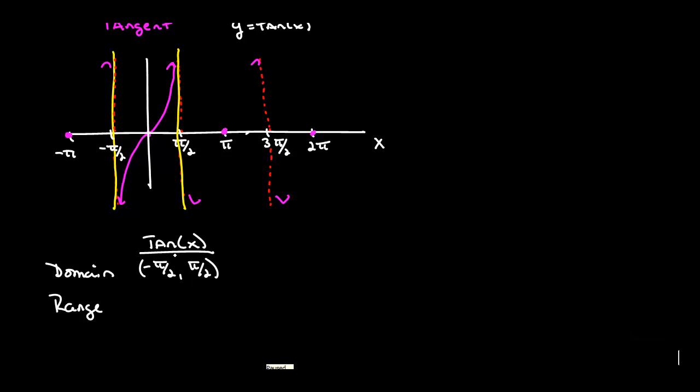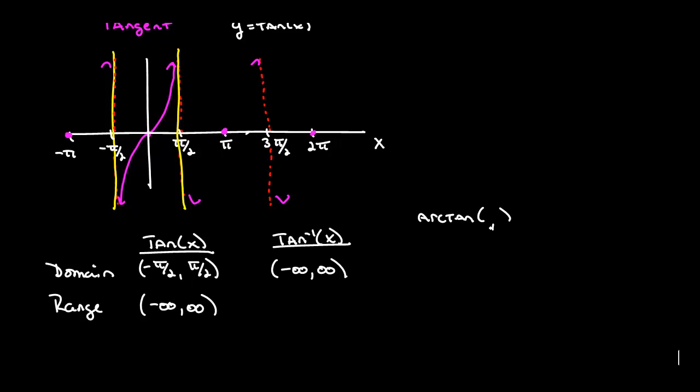Now the range of this line takes out every single value, anything you want for y. So the range is from negative infinity to infinity. By doing this restriction to the tangent function, we create an arctangent function, the inverse tangent, whose domain is negative infinity to infinity, which means that if we take arctangent, we can plug in whatever we want. Any real number can go in here.